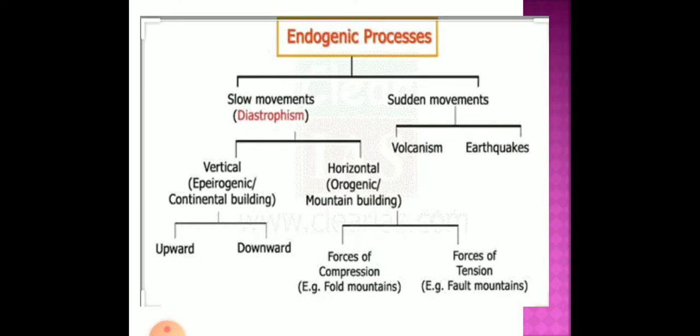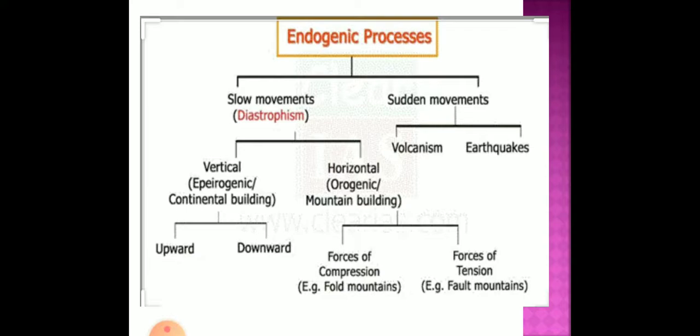Now we'll see a diagram. In that you can see the difference between two types of endogenic process. One is called the slow movement, and the second one is called the sudden movement. The slow movement is called diastrophism, and the sudden movement, which we can call by another name, a natural disaster, happens very fast.